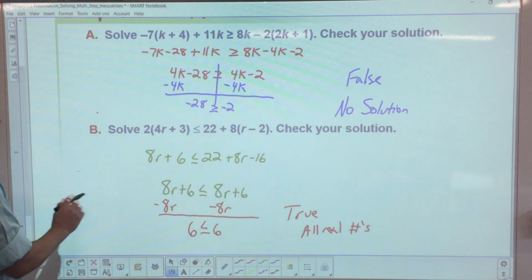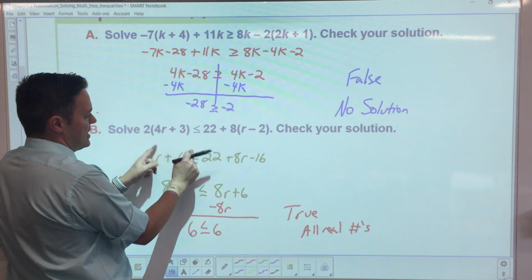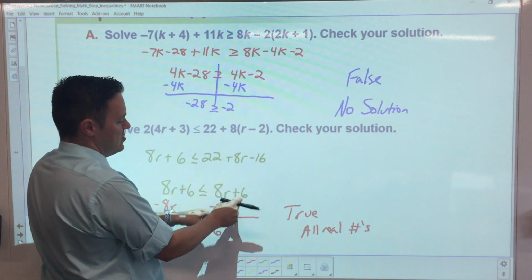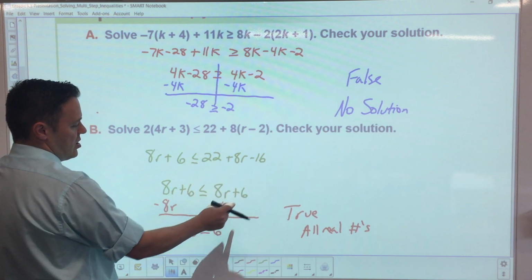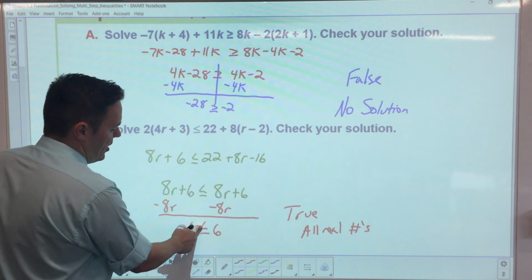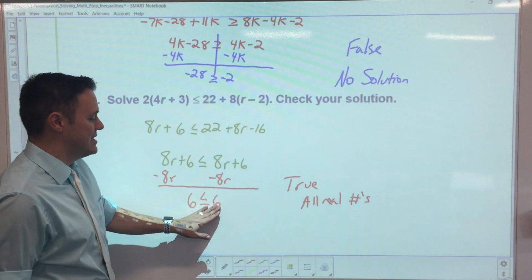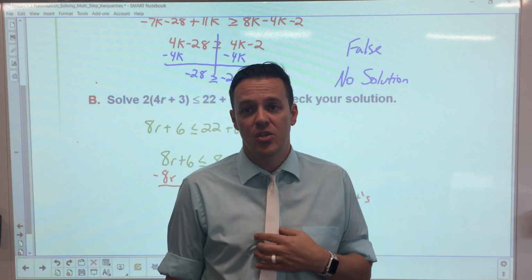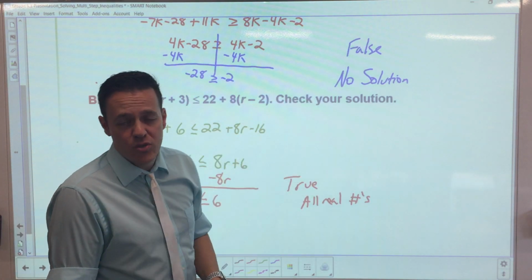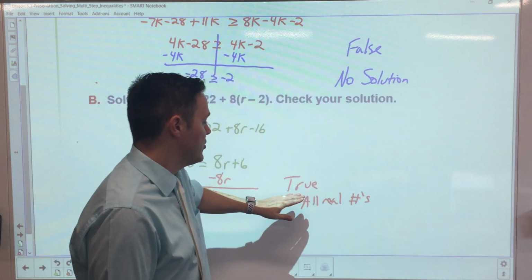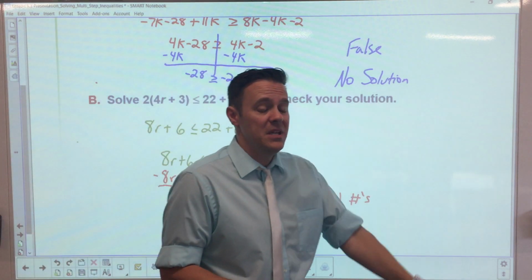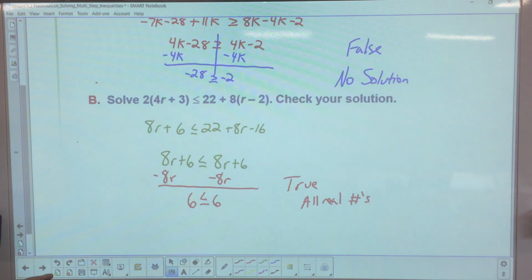Hence, letter B, multiply it out, distribute, 8r plus 6, 22, 8r minus 16. Combine these like terms to get 6. So it's 8r plus 6 equals 8r plus 6. You subtract 8r's, you're left with 6 is less than or equal to 6. Which means, ladies and gentlemen, at that point, no matter what value you put into r, it's going to always be true. So the answer to this would be true all real numbers. Remember, this only happens when you eliminate the variable. All right, if the variable disappears by subtracting it out, then that would be the answer.